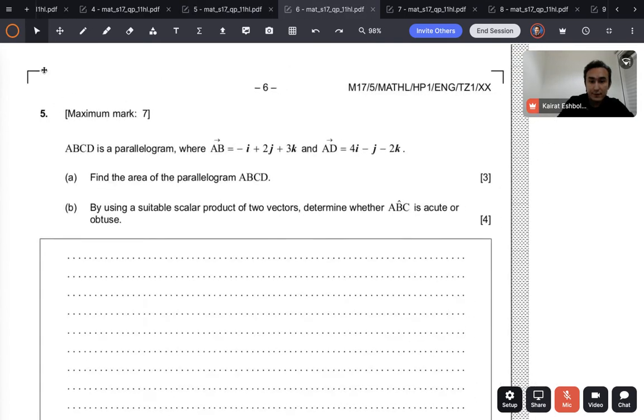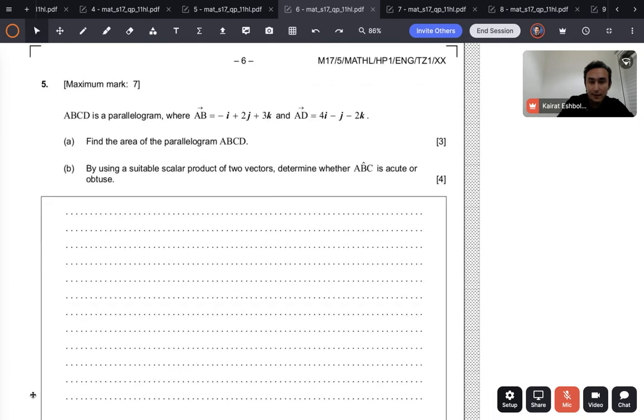Okay, so question 5 here is a vectors question. ABCD is a parallelogram. Let's just quickly draw a parallelogram like this, right? Like usually it looks like this, a parallelogram. And so A, B, C, D. All right, and then let's connect the points. AB is equal to this, AD is equal to this, and then they say find the area of parallelogram ABCD.